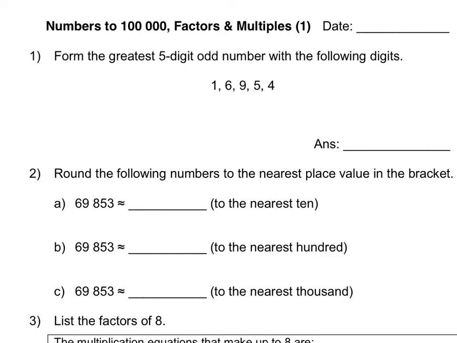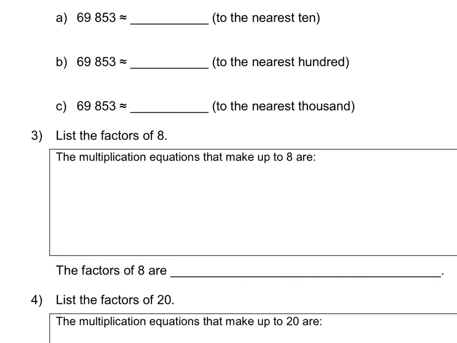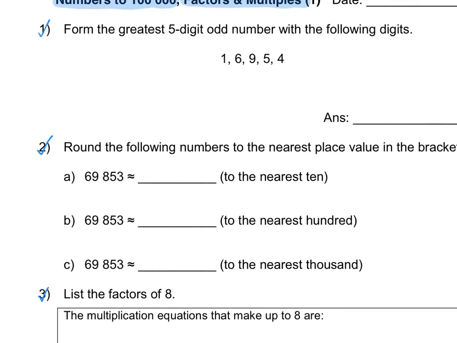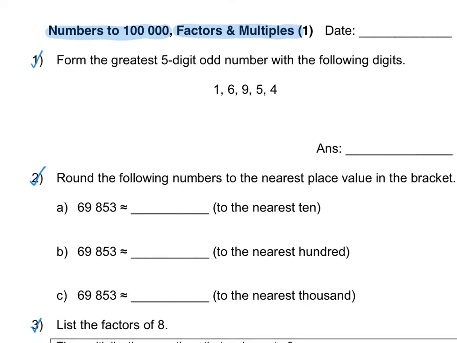Hi everyone, for today's worksheet, we'll be looking at the topic on numbers to 100,000 as a recap, and we'll also be starting on a new topic known as factors and multiples. So in this worksheet, we'll look at questions involving forming the greatest odd digit number, rounding numbers, and for the new topic, we'll look at how to find the factors of a given number in question number 3 and question number 4. So let's begin with the first question, question number 1.